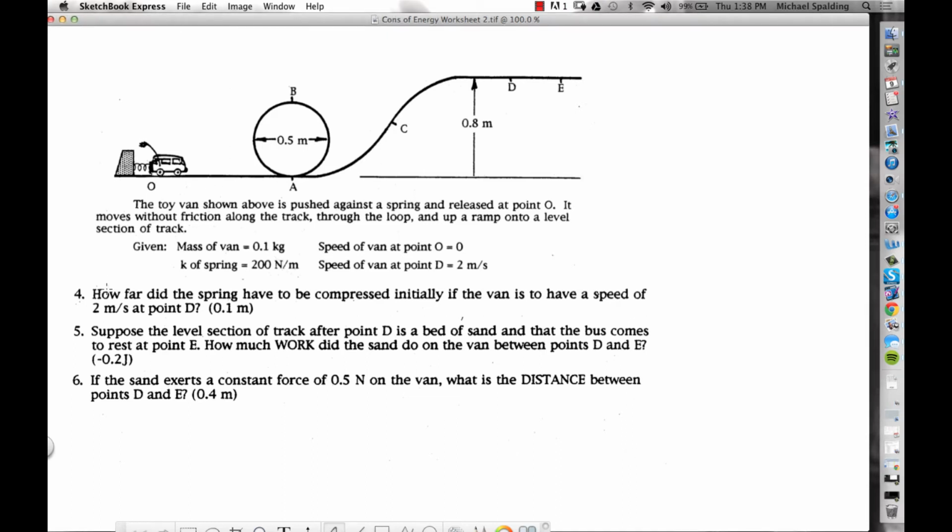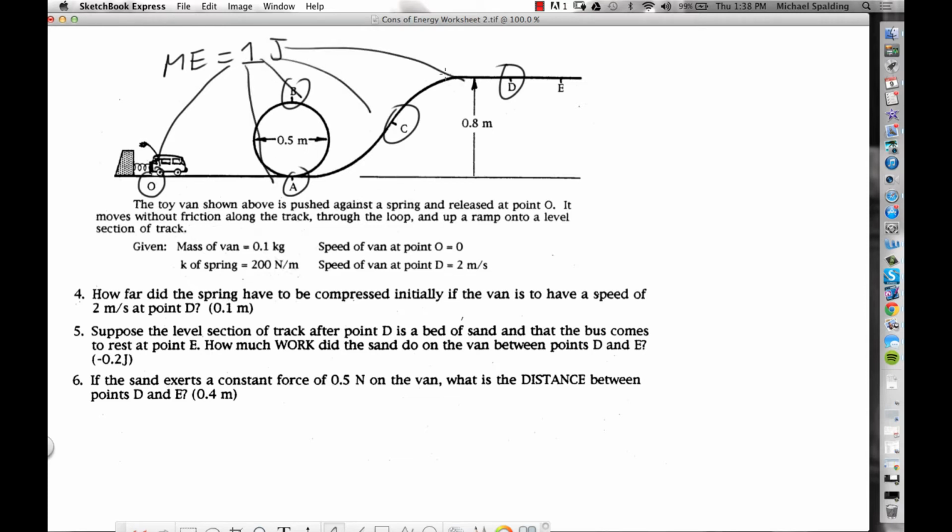All right, guys. Number 4. So, hey, we already did a video on 1, 2, and 3. Let me just remind you what we found out with number 1. So you got the worksheet in front of you, right? In number 1, we found out that at all these points, point O, point A, B, C, D, the mechanical energy at all of those points is equal to 1 joule everywhere. Now look, why is that? I want to show you why that is.